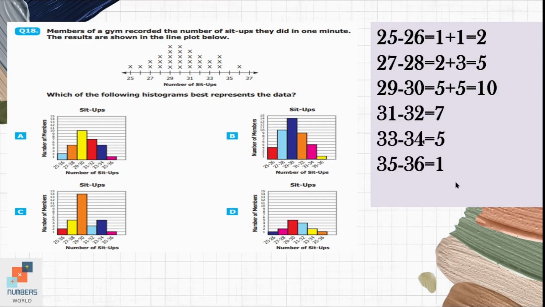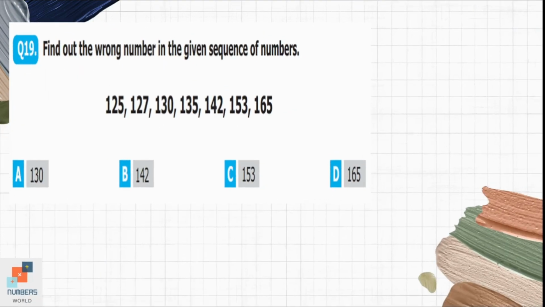After comparing the values and the bars given in the histogram, we can say the histogram given in option A is the best representation of the data. Question number 19. Find out the wrong number in the given sequence of numbers.